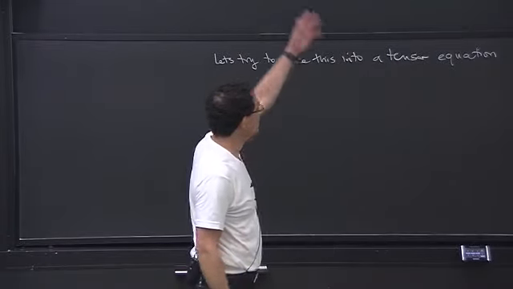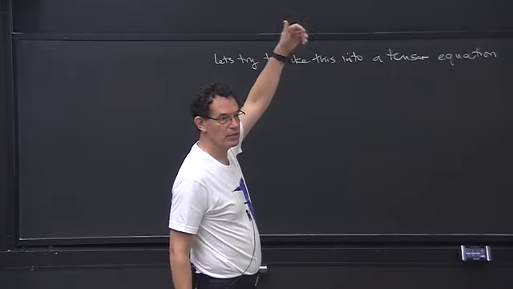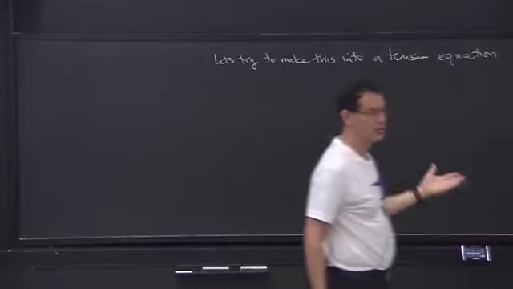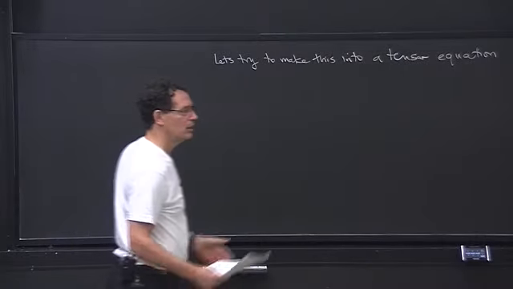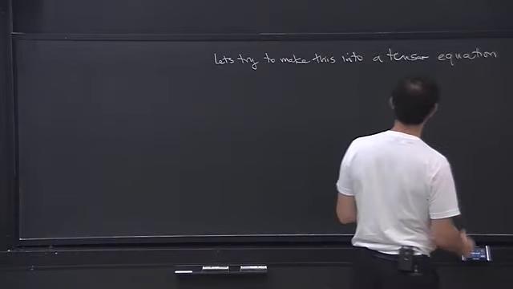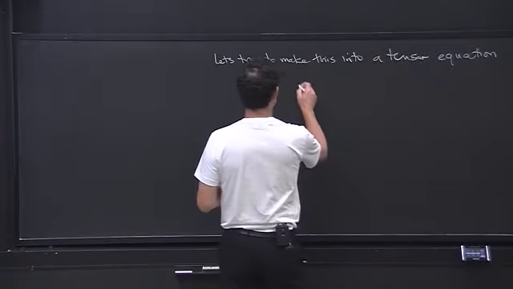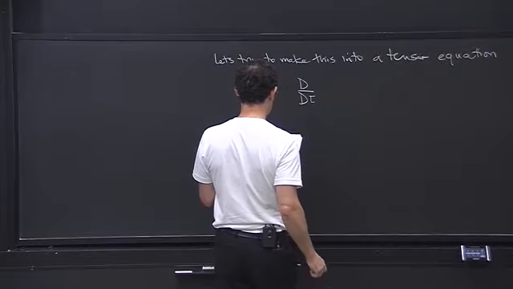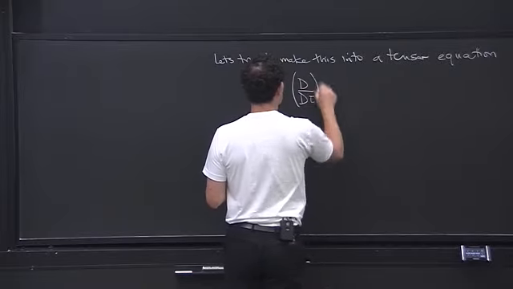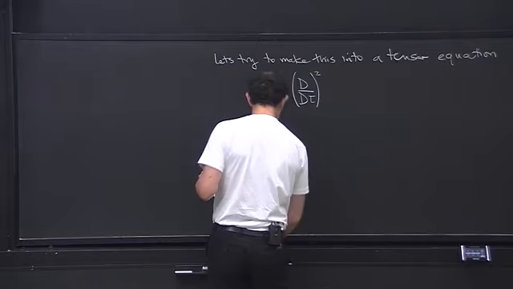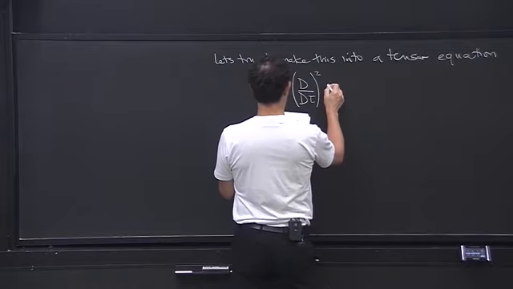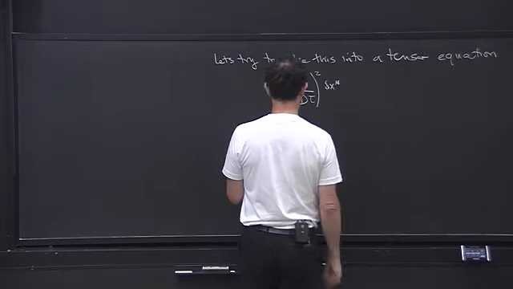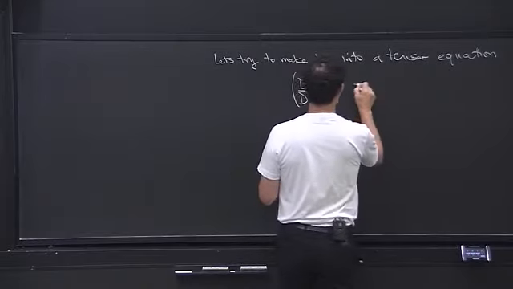And the obvious problem is that even the first term isn't a tensor, right? We proved that the d by d tau derivative of a vector is not a vector because it doesn't transform like a vector. And so we should really be using capital D by d tau, covariant derivative along the curve of delta x mu of tau. And so what is this equal to?